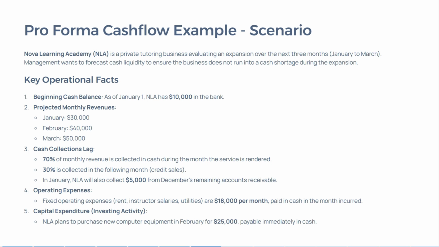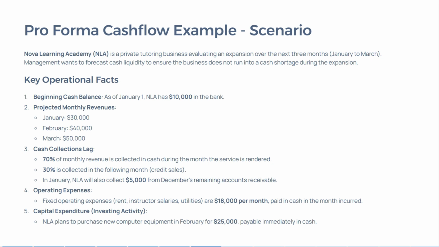Now let's apply this to a realistic exam scenario on this slide. Meet Nova Learning Academy, NLA, a private tutoring business evaluating an expansion from January to March. Management needs a pro forma cash flow forecast to ensure they don't run into a liquidity crunch. Here are the key operational facts.